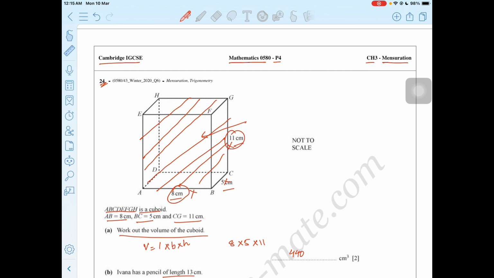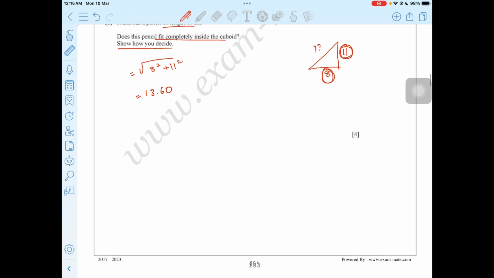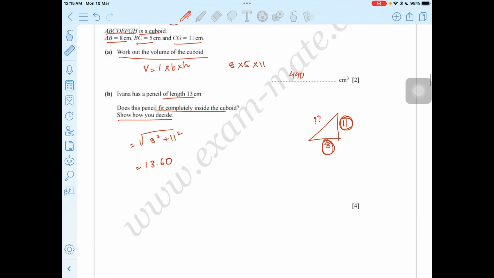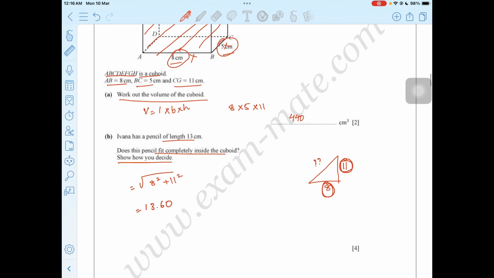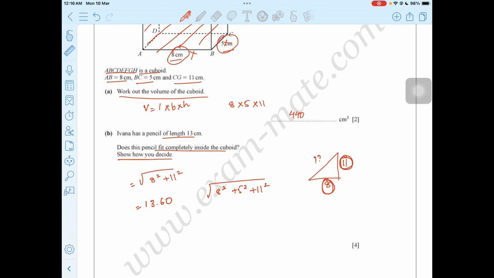Now we'll solve the next part, or we can also use the base as well. So for the base, we can use 8 squared plus 5 squared plus 11 squared to get our hypotenuse. So this would be 14.5. So this 13 can be fit over here as well.